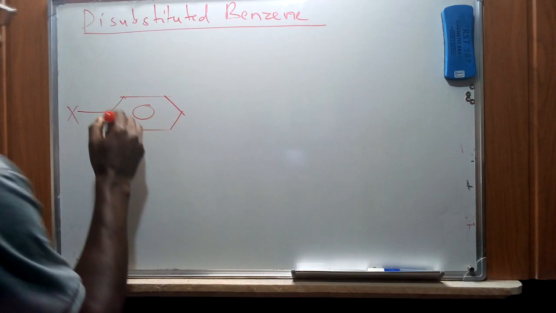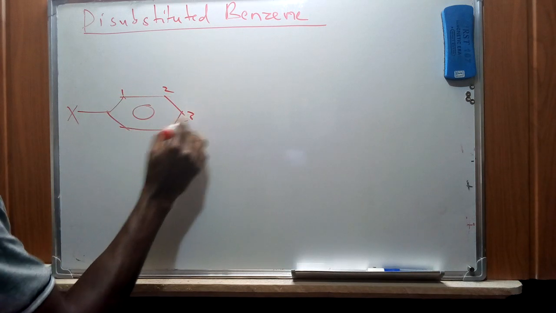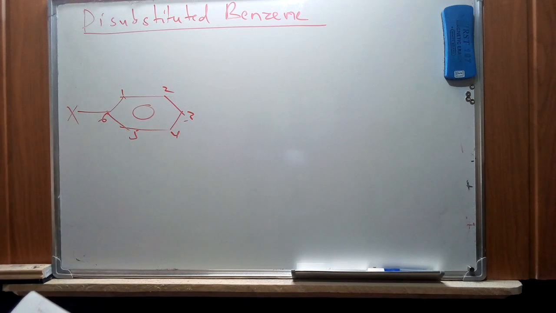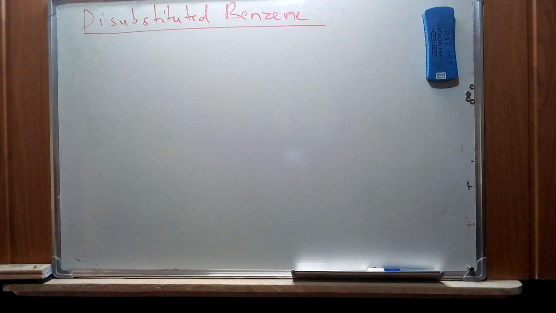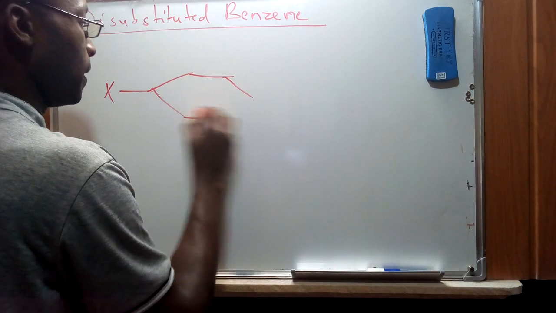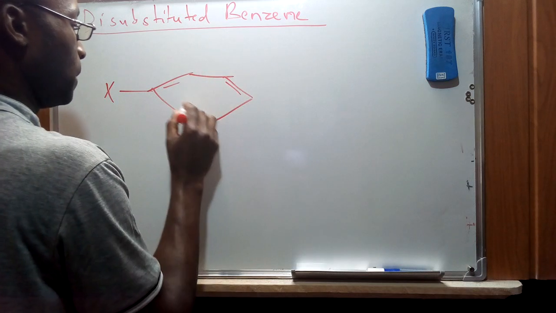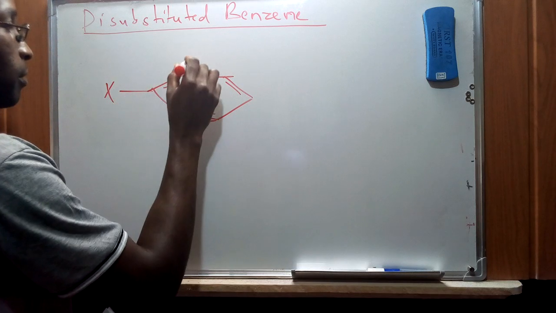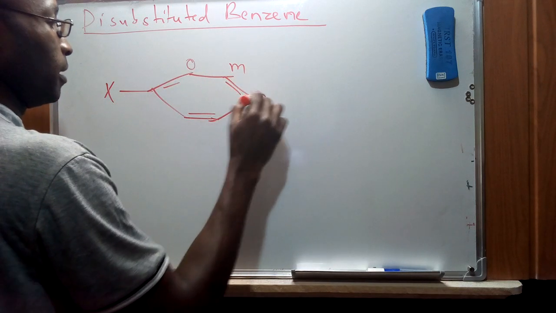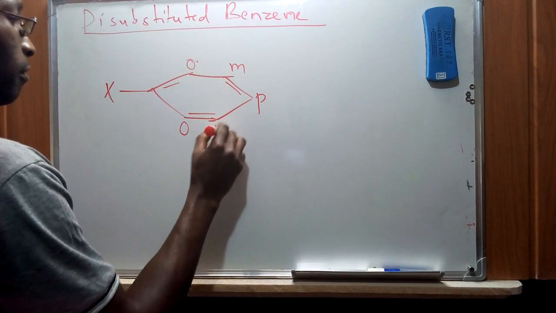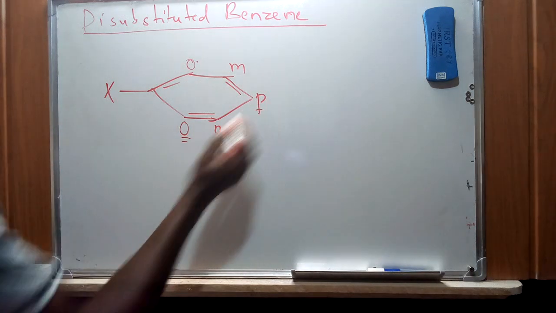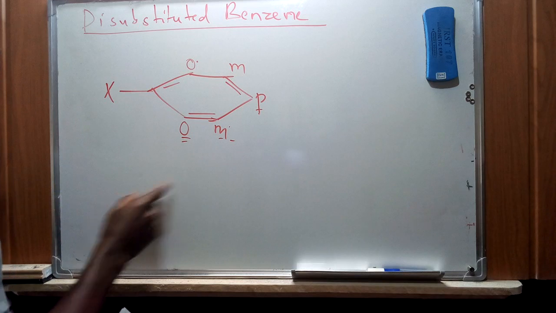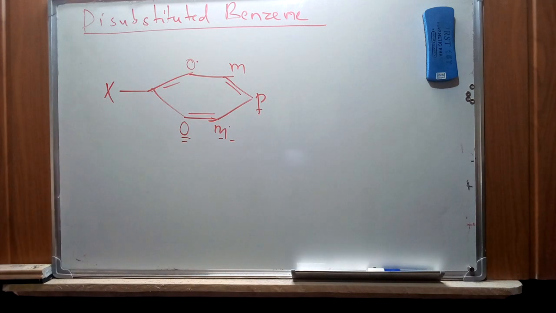In this case, the numbering can start even at this point: 3, 4, 5, 6. But we just use the normal structure that we are used to, for the sake of numbering. So we said with respect to X, the substitution at these different points is going to be given specific names. A substitution at this point with respect to X is going to be given the term ortho, at this point meta, and para. So whenever we mention the term ortho, meta or para, we are going to use these initials, implying that this substituent has been substituted at a point that is ortho, meta, or para with respect to the point X.